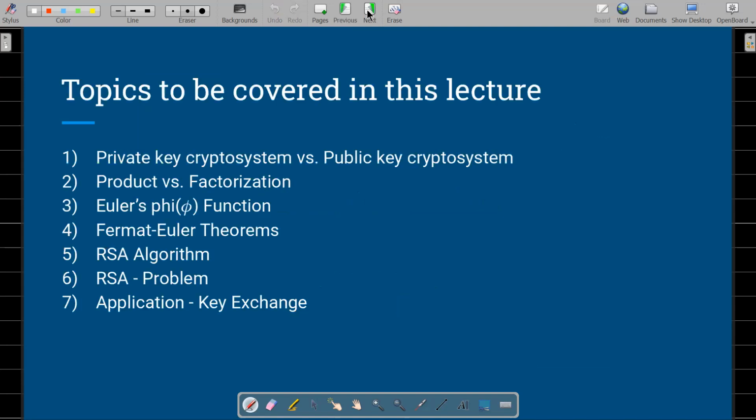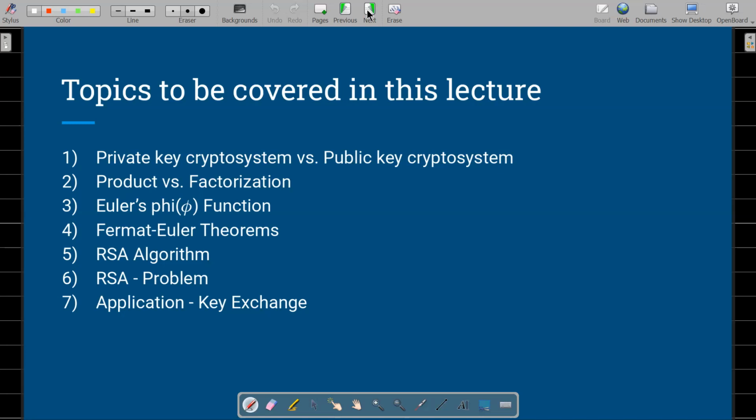In this lecture, we are going to learn mainly private key crypto system versus public key crypto system. In the last lecture, whatever we learned were all private key crypto systems. And today we are going to learn public key, mainly the RSA algorithm.